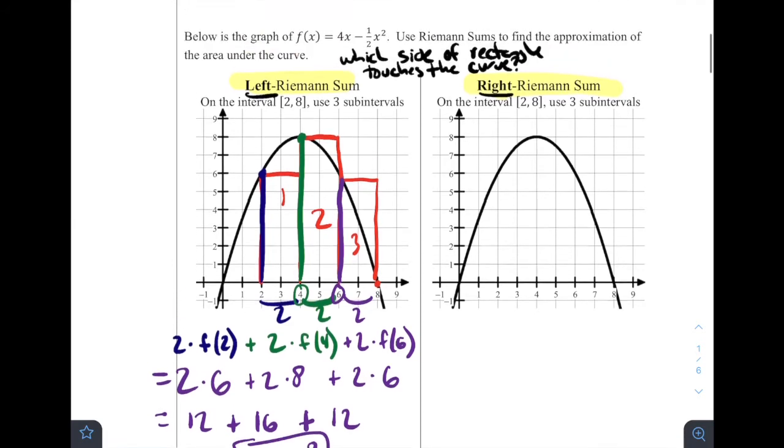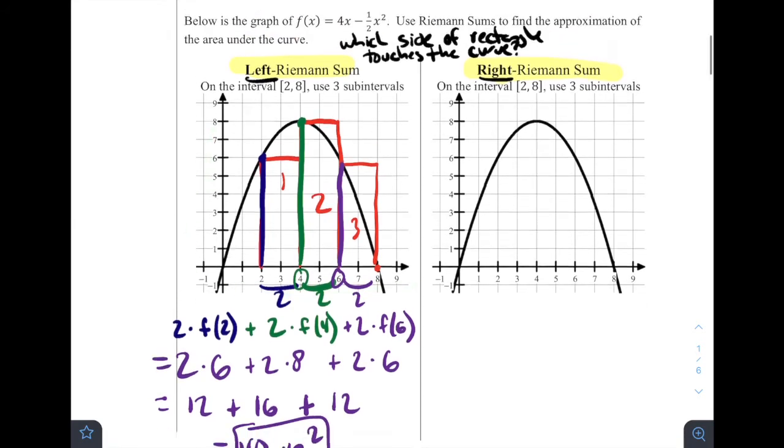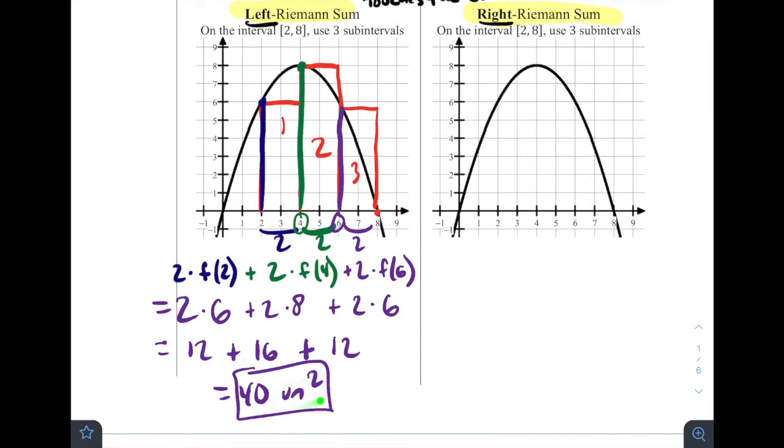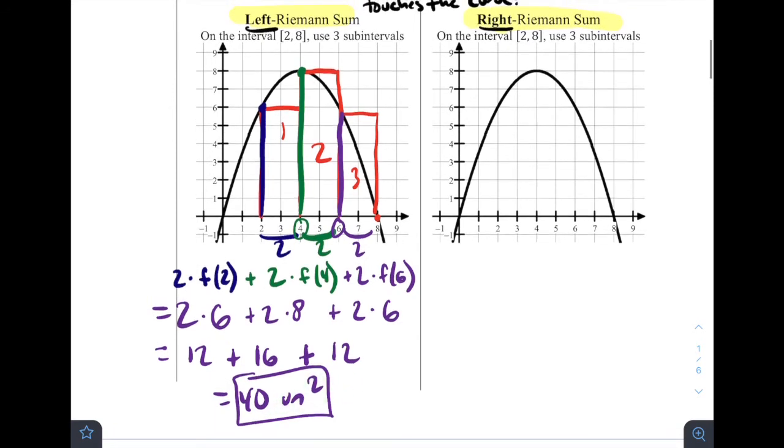They didn't give us any actual units on the x and y axis, so there's nothing I can be more precise with in terms of this. But my estimate in this case would be 40 units squared. And maybe, my guess just looking at this, is that this is a little bit over what the actual area is, because it looks like there's more area here that's outside of this curve than there is being missed here. But what happens if we do the right Riemann sums?